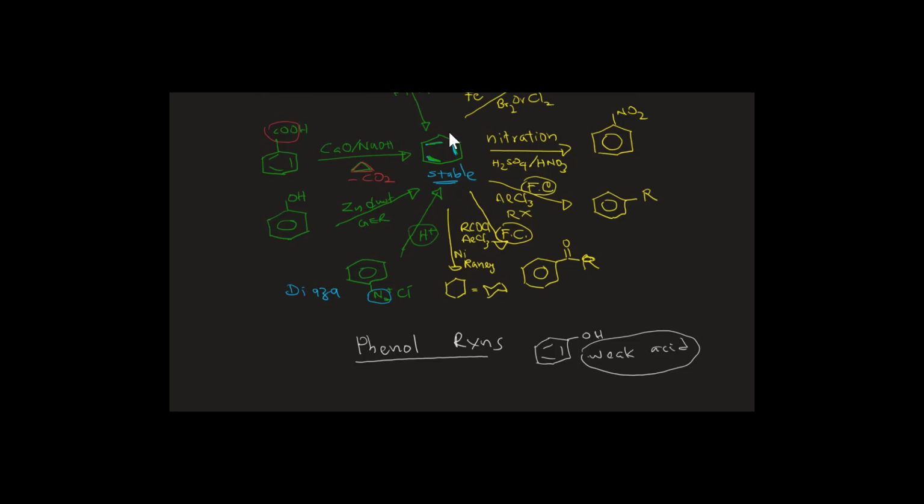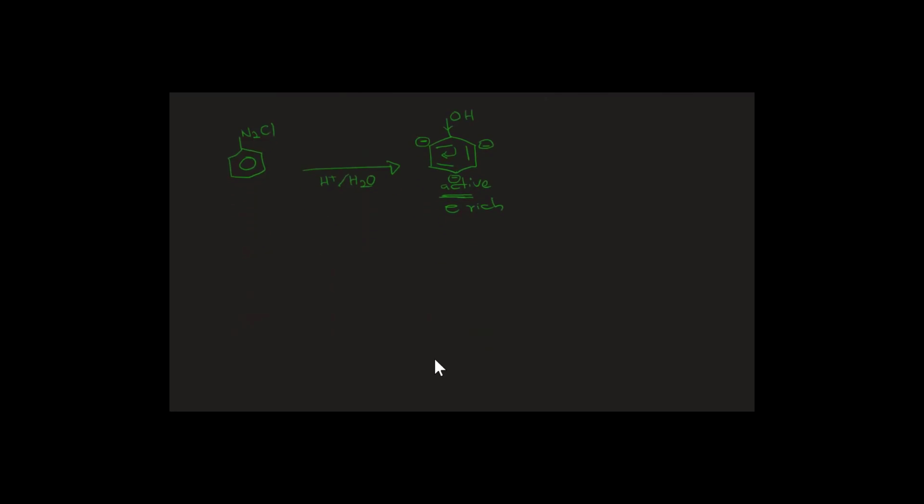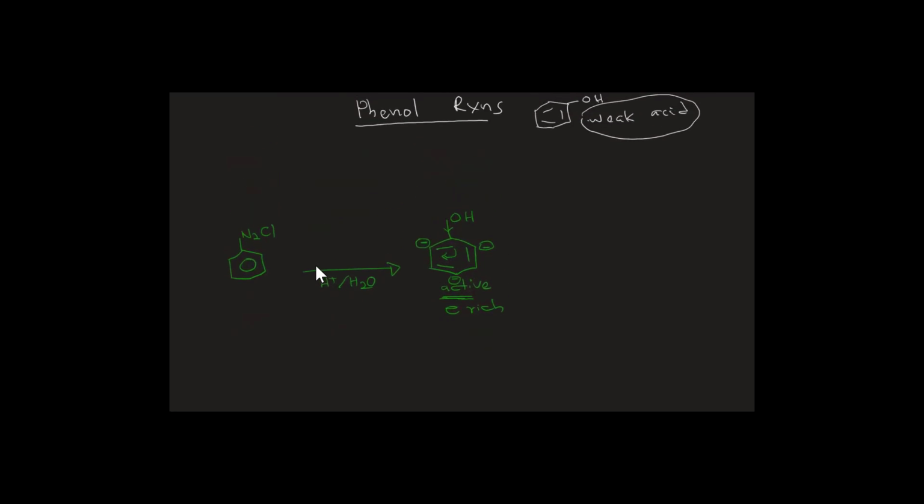Now, how do we get phenol? You can start with diazonium chloride, like I said, because diazonium salts are versatile. You can get phenol by simply hydrolyzing the diazonium salt. Now, how do we get the diazonium? That's another question.